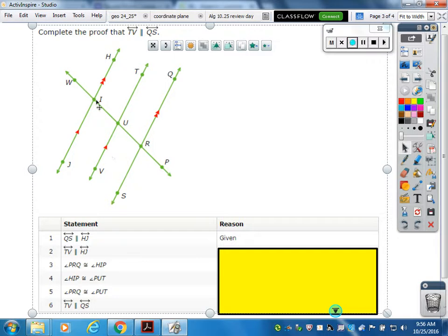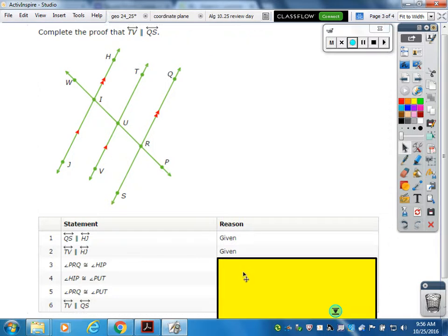TV, HJ right here, that is also given to you. It's given to you in the picture by these two little triangle marks. They're like congruency tick marks, except they mean that the lines are parallel. Okay, statement 3 says that angle PRQ is congruent with angle HIP.